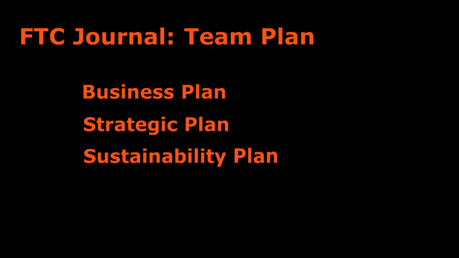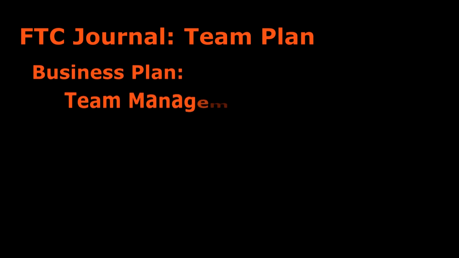Your team plan can consist of either a business plan, a strategic plan, or a sustainability plan. You can include one or more of these, and you can choose whichever you want. Often, teams do either a business plan or a strategic plan and then incorporate a sustainability plan into the business or strategic plan. Business plans show how you plan to manage your team, what your fundraising or outreach goals are, and identify the areas of responsibility of your team members.